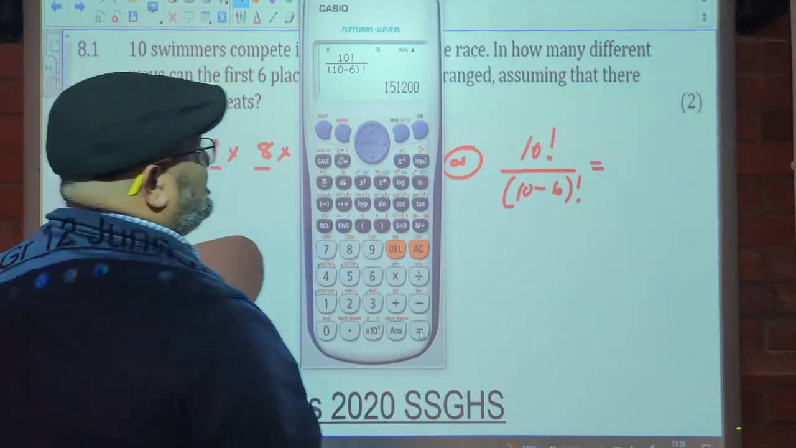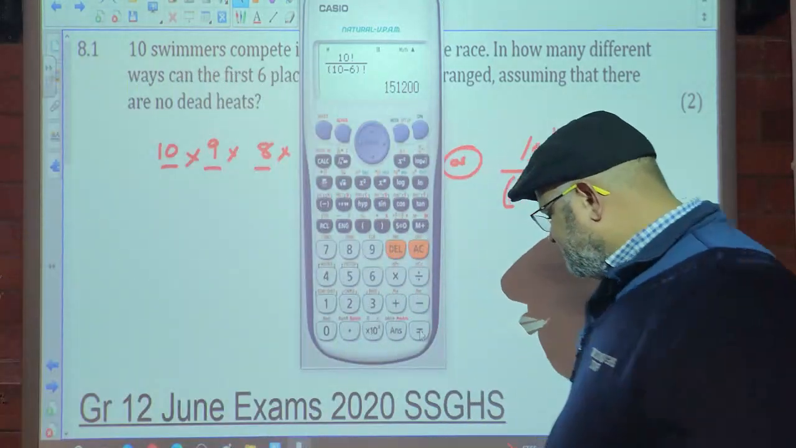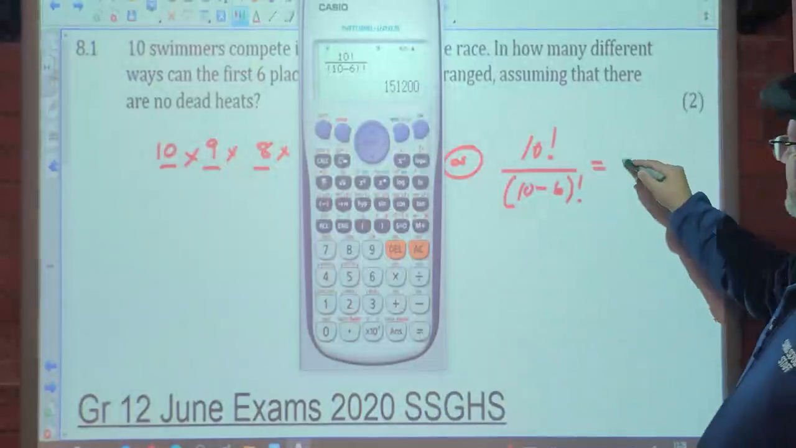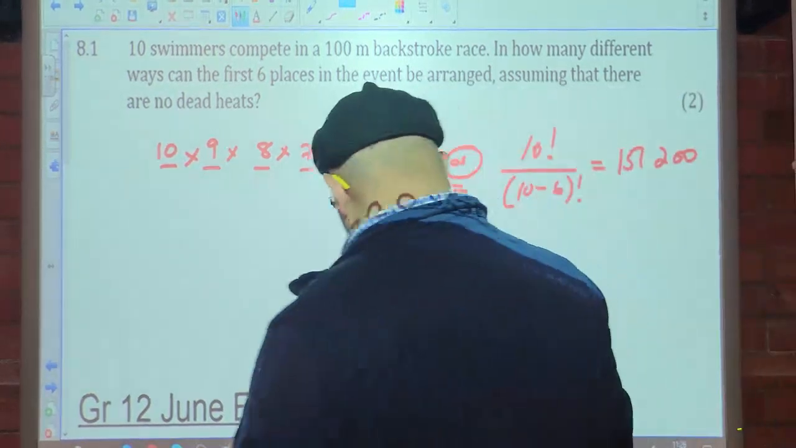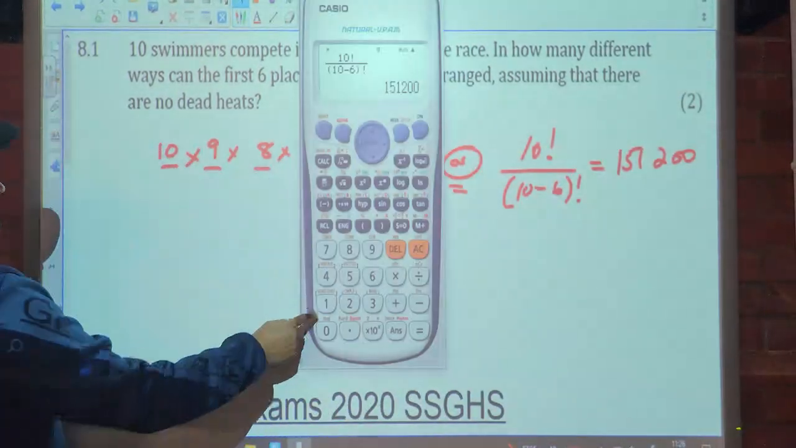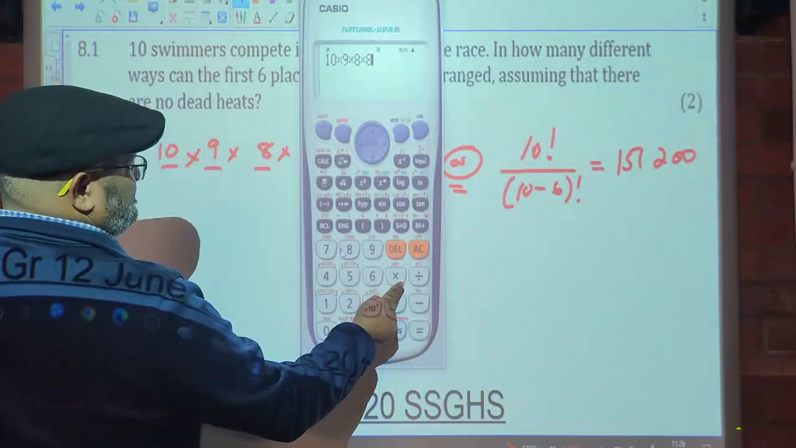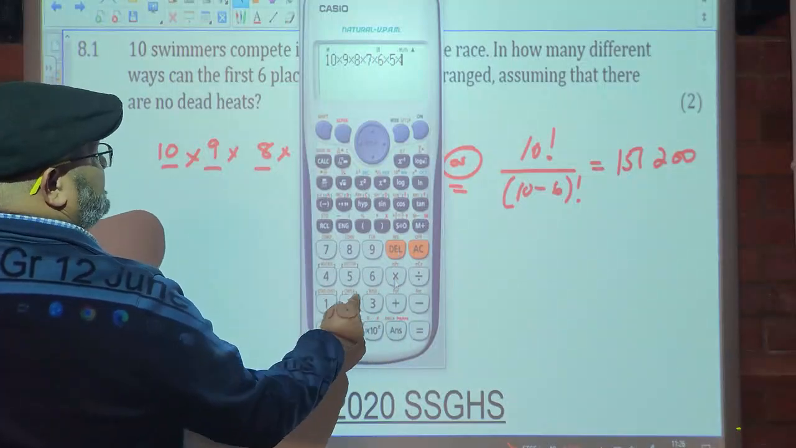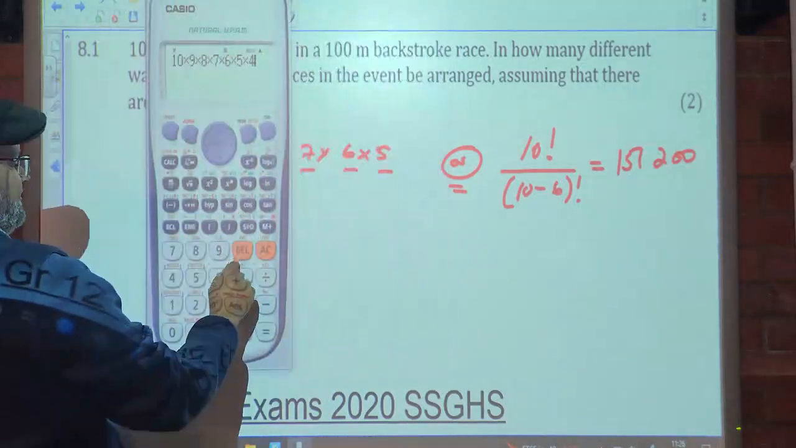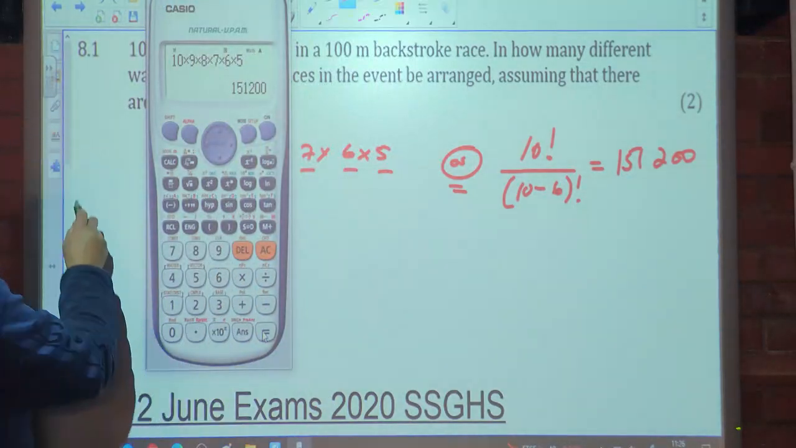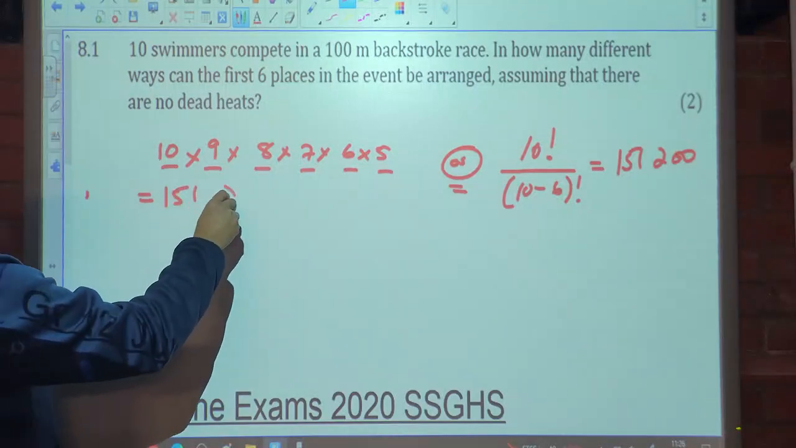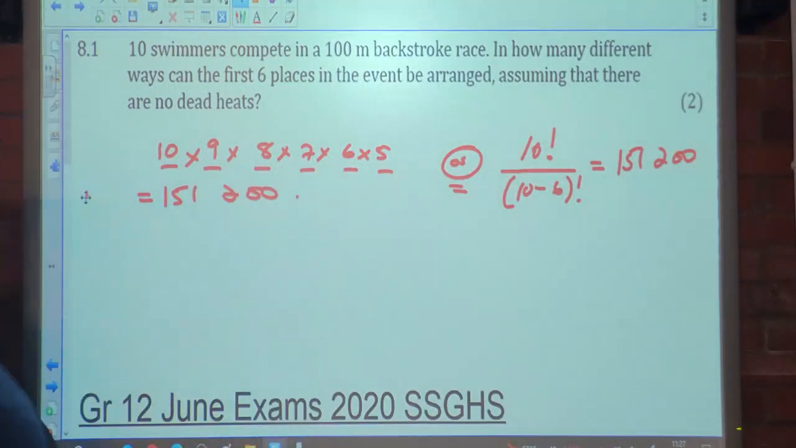Your answer? 151,200. Okay, people, if you didn't want to do that, of course you can say 10 times 9 times 8 times 7 times 6 times 5, only till 5. It gives you the same answer, 151,200. Okay, that's really simple, no?